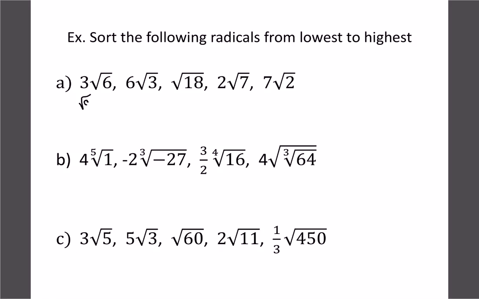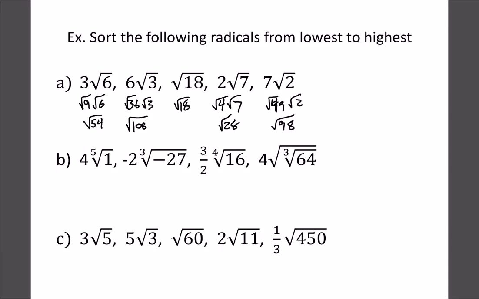So the 3 root 6, we could change that to 9 and 6, which would be root 54. Do the same thing for the next one, so it would be 36 and 3, which would be root 108. And root 18 can just stay the same. 2 root 7 would be 4 and 7, so that gives us root 28, and our last one would be root 49 and 2, which would be root 98. So now you can see we got them all as regular radicals, so now that's pretty easy to compare.